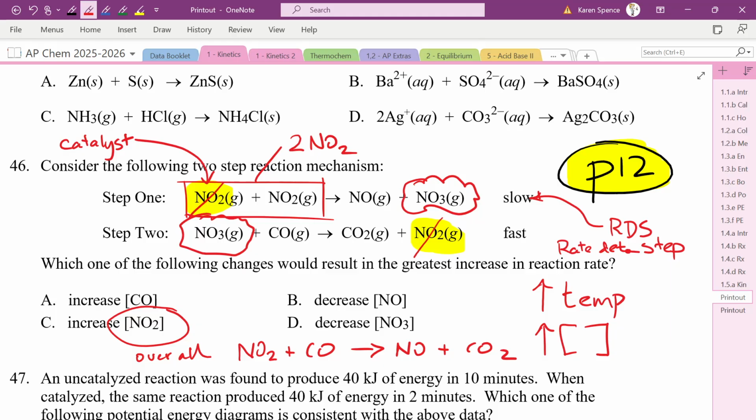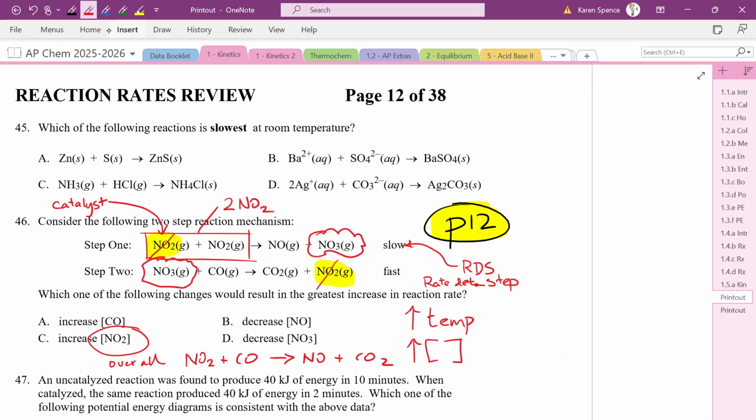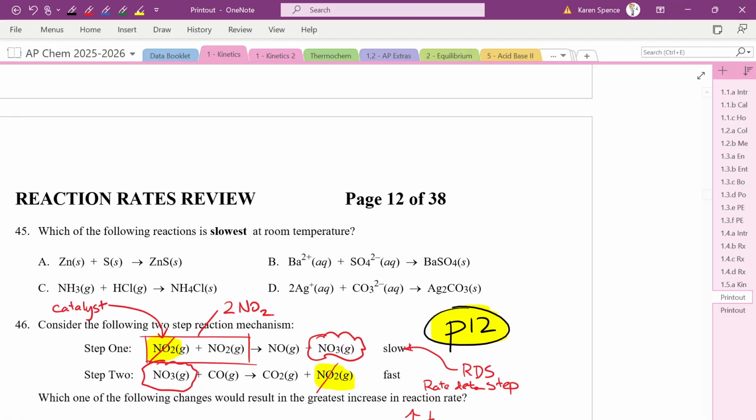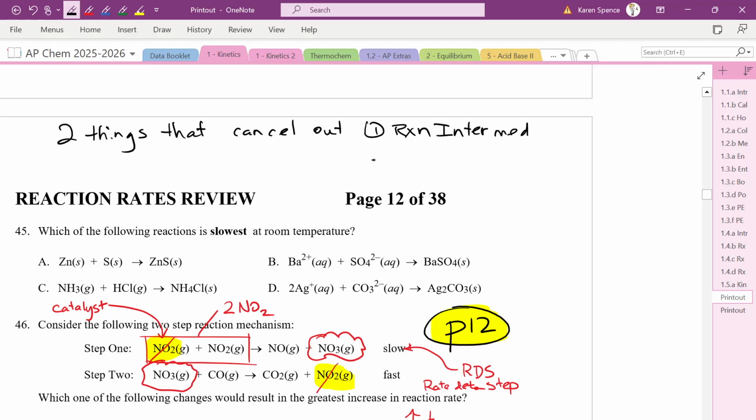So how do you know it's a catalyst? Because it cancels out. If it's on one side and the other side, it's either a reaction intermediate or a catalyst. So the two things that cancel out are one, the reaction intermediate, and two, the catalyst.